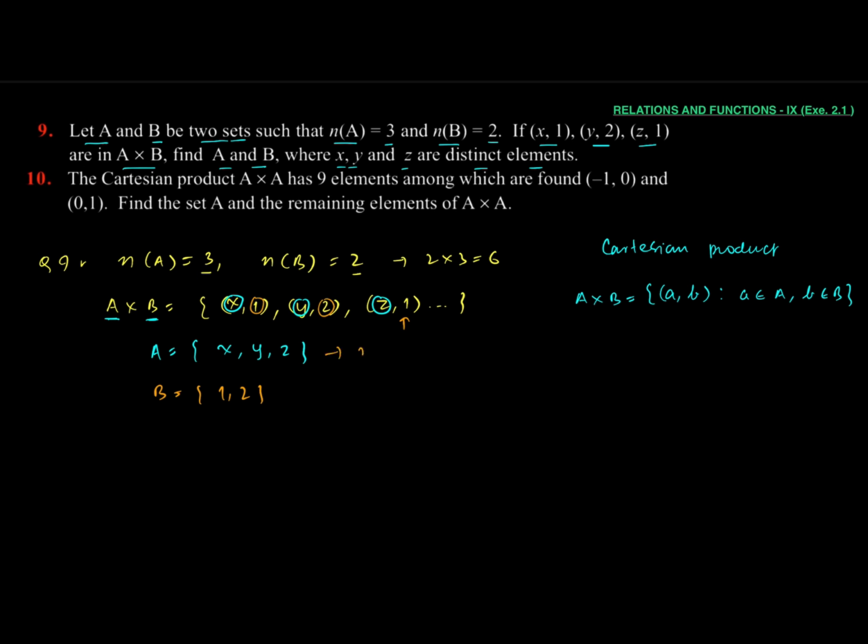And it's also given that the number of elements in set A is 3, whereas the number of elements in set B is 2, which we have obtained. So our set A will have elements x, y and z, and set B will have elements 1 and 2.